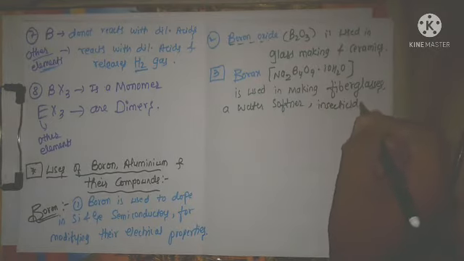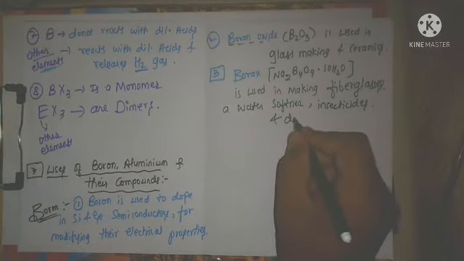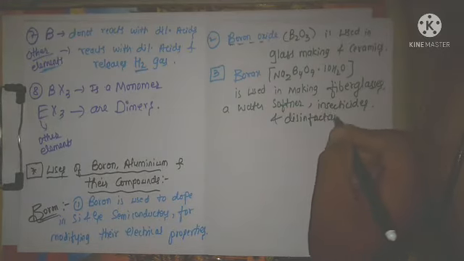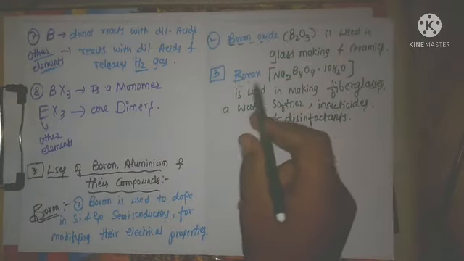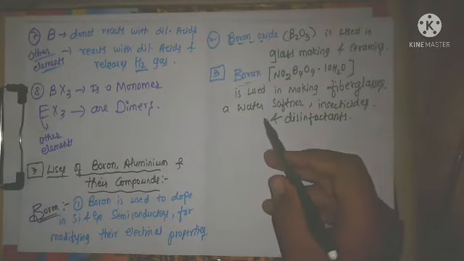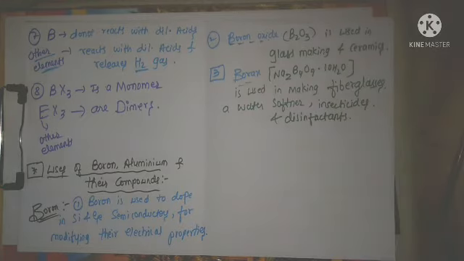insecticides and also disinfectants. Means these are a few uses of borax. It is used for making fiber glasses, it is used as a water softener, and also it is used as insecticides and disinfectants, that is for killing bacteria, viruses, microorganisms, right?